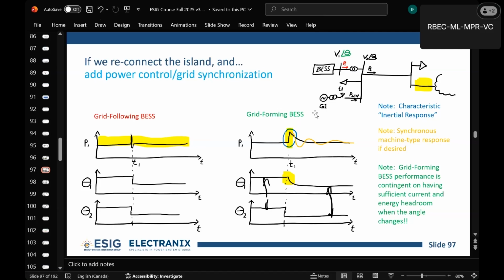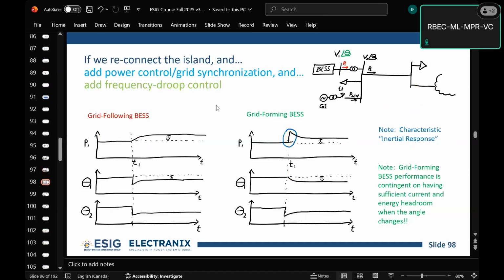Right. Yeah. The question is about headroom. We'll talk about that in a sec. So there's definitely stuff we're going to have to talk about here in addition to this, but this is the basic concept of grid forming. So we're going to talk about headroom next, I think. Almost.